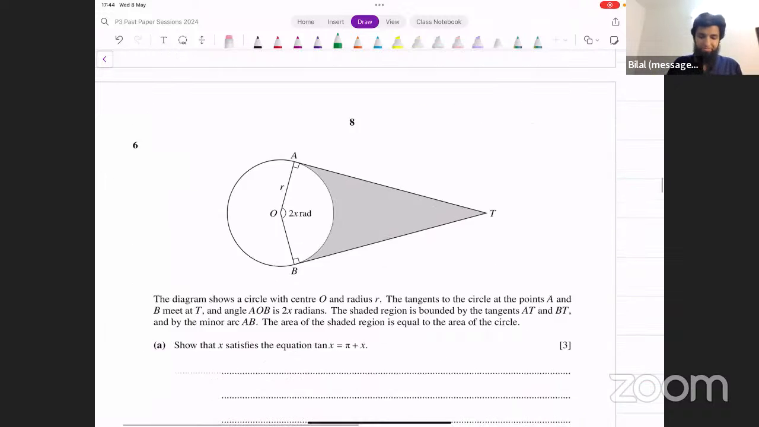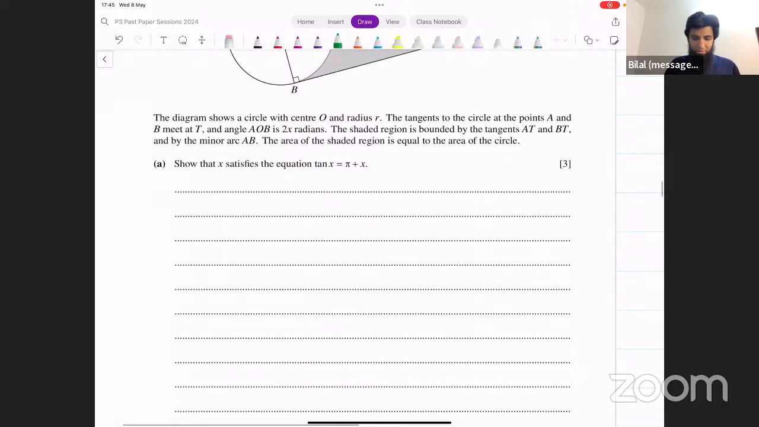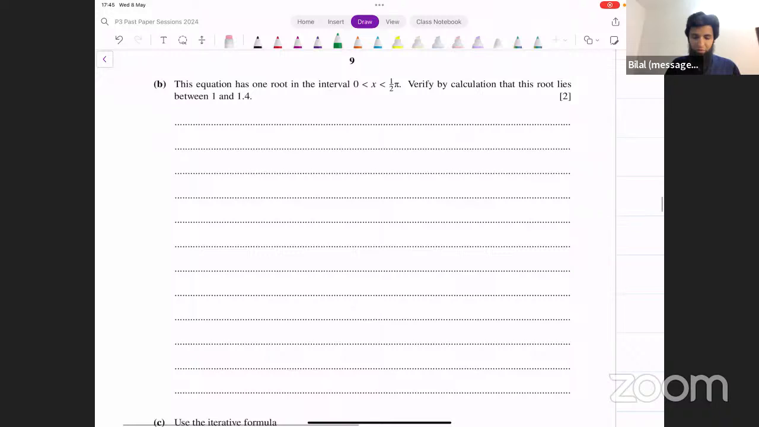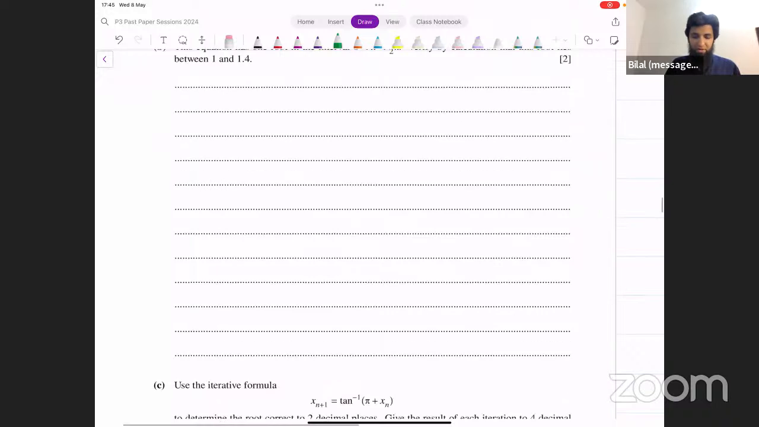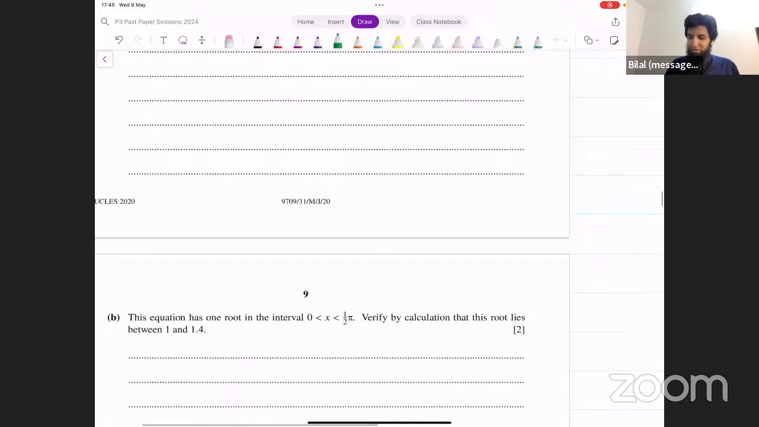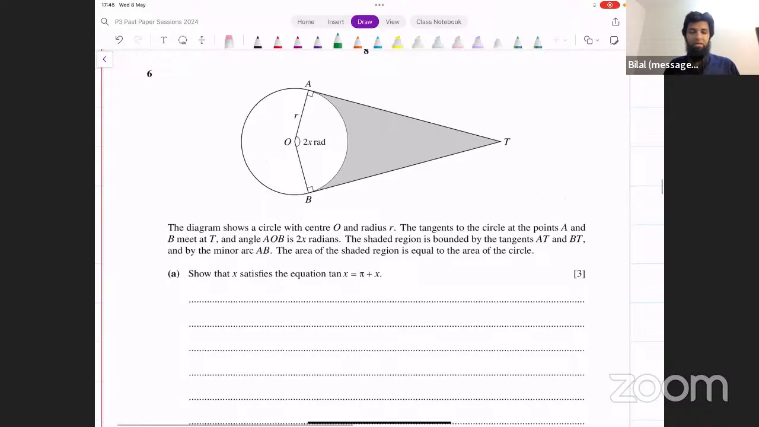Okay, next question, in fact, question number 6. Now this looks like iteration. That's the first part, we'll come to it. The second part is just about proving that the root lies between that interval. Then you have this iterative formula. So the first part is what you're confused about in this question. Let's do the first part, and then I'll skip the rest of it because the other two parts are pretty straightforward. Let's try this now.